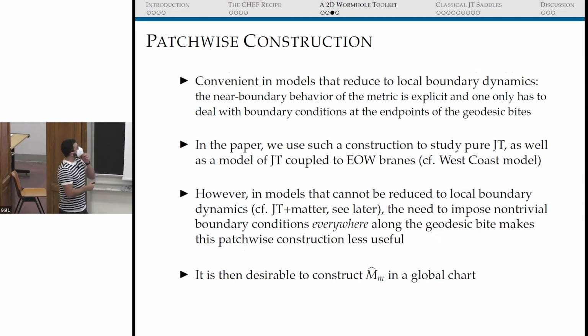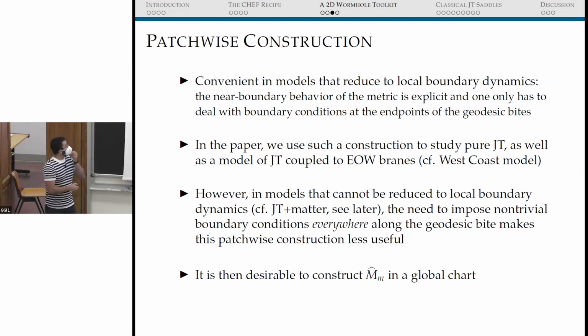This is useful if you have some model where everything reduces to local boundary dynamics, because you have everything explicit, the metric, the boundary conditions. And ultimately, all you need to impose is some conditions on the geodesic endpoints where your boundary dynamics are constrained in some way. And we did this for pure JT and for a model of JT with branes in the paper. You will see in the paper what we did if you read it. I'm not going to talk about it in the talk because I don't have time.